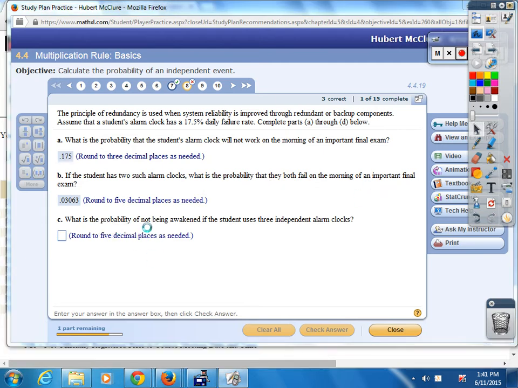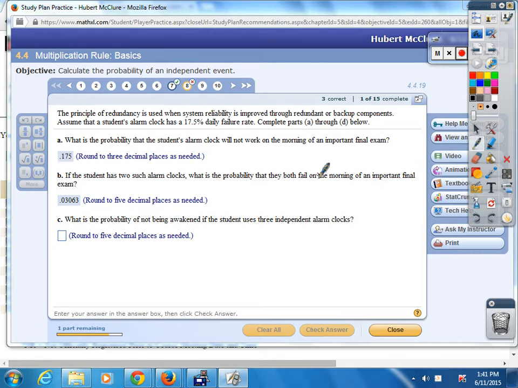What is the probability of not being awakened if the student uses 3 independent alarm clocks? Well, technically you could say there's not enough information. But they're assuming that you're going to buy another alarm clock like this one. Technically somebody can say the question doesn't say what kind of alarm clock you're going to buy, if it's going to be like the first one. All right? Just raise it to the third power.